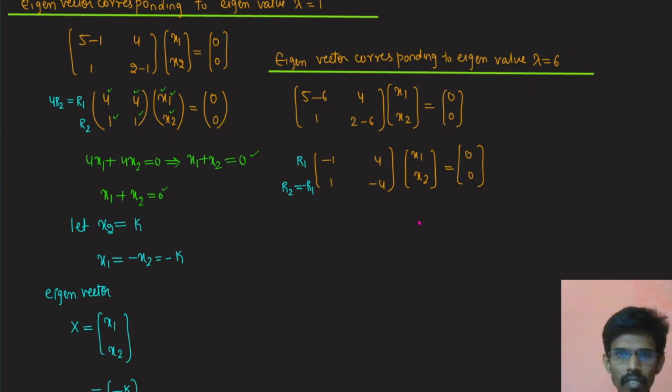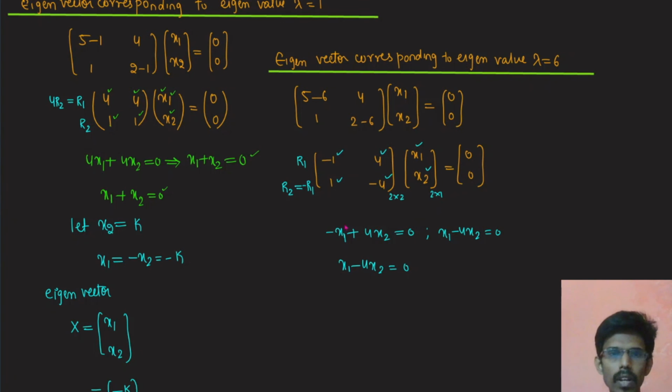Let us see that if I multiply this 2 by 2 matrix with this 2 by 1 matrix, I'll get minus 1 into x1 will be minus x1, put the plus sign, then 4 into x2 will be 4x2 equal to 0. Similarly, if I multiply this 1 into x1, that will be x1, next minus 4 into x2 will be minus 4x2. Now these two equations are same, right? This can be written as x1 minus 4x2 only. So these two equations are same.